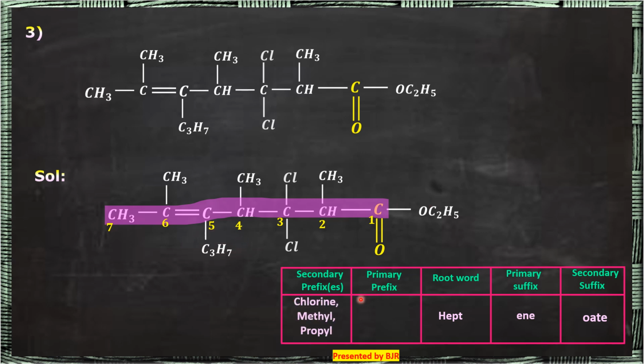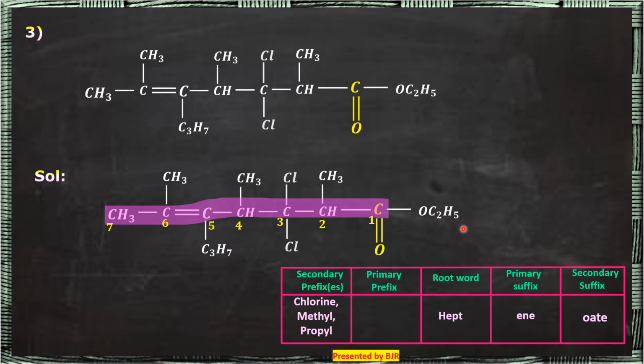So these substituents should be written in alphabetical order. The most important thing in naming esters is the alkyl group present in the functional group COOR, which should be written at the beginning of the IUPAC name. We have to write the name of this alkyl group first.